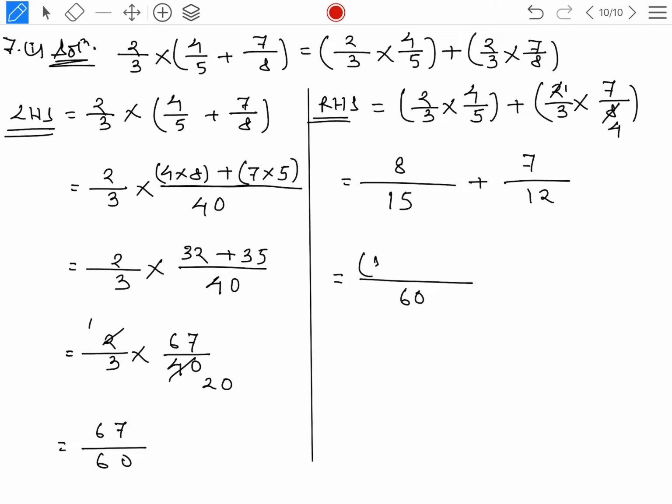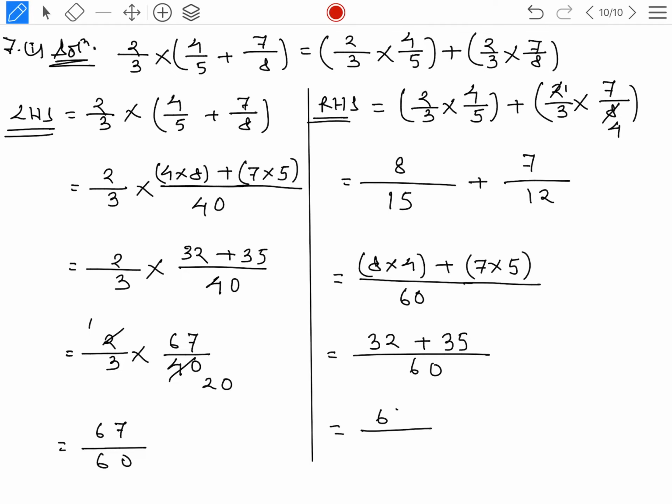Okay, if we find the LCM, we will find 60. Understood? Now 15 4s are 60, so we will get 8 into 4, then plus 7 into 5, because 12 5s are 60. Okay, so 8 4s are 32, 7 5s are 35 by 60. So if we solve this one, we will get 67 by 60. So from these two you can say, therefore left hand side is equal to right hand side, hence it is verified. Okay, so I think you have understood. So these are not difficult.